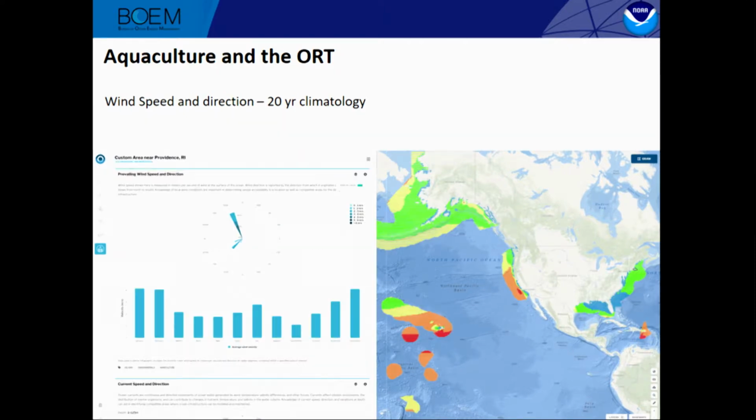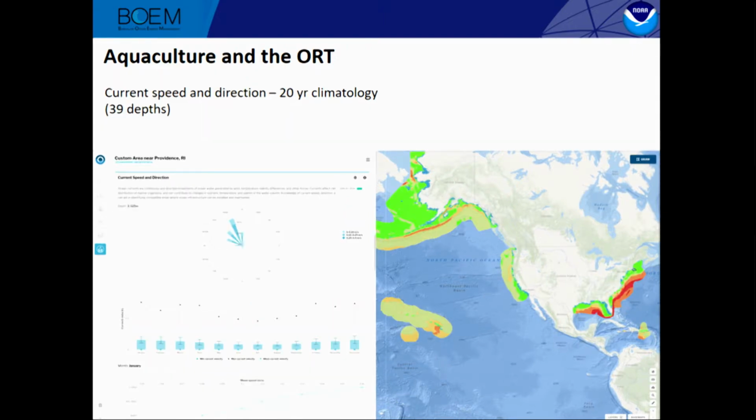I'm going to click through these relatively quickly now because I know we're running out of time. But as you can see, we have wind speed and direction at the same climatology for the entire US EEZ, all the way from 0 to 200 nautical miles off our shore. And you can go through month by month and look at this data.